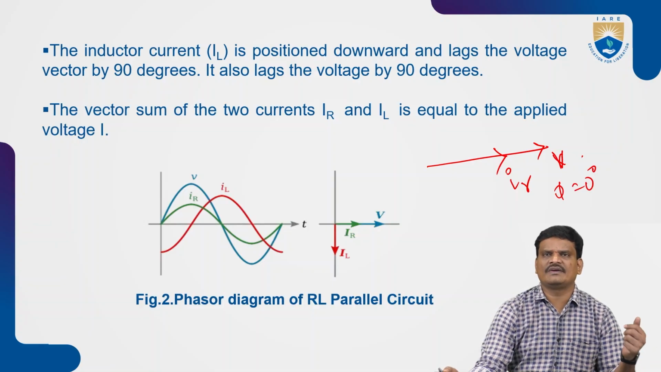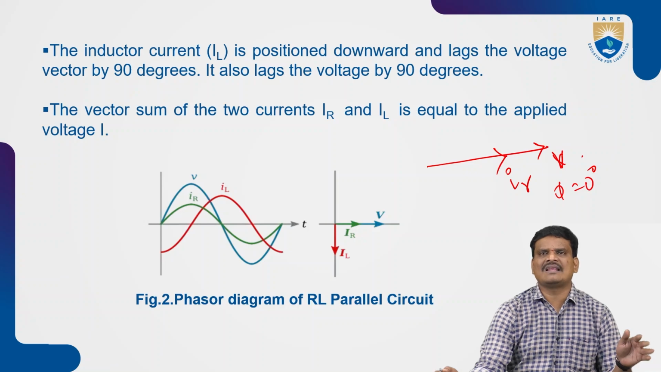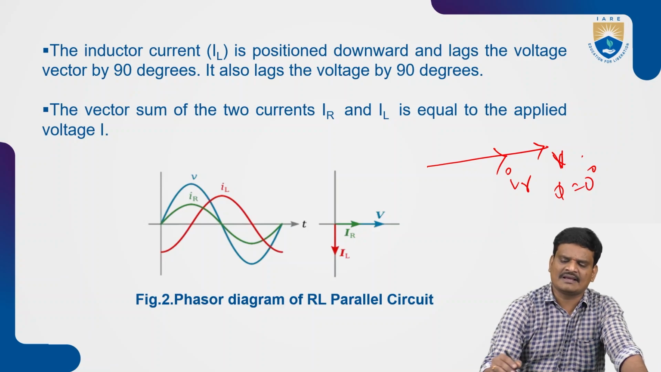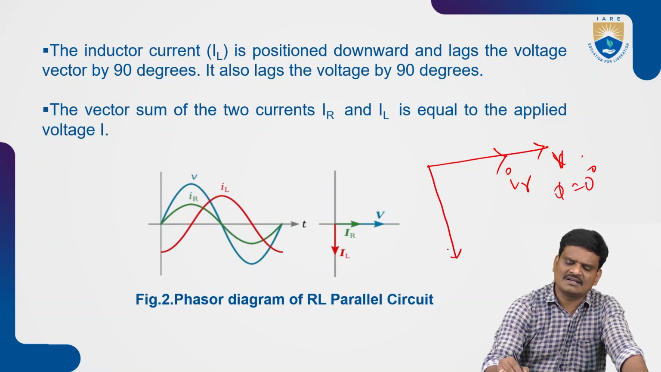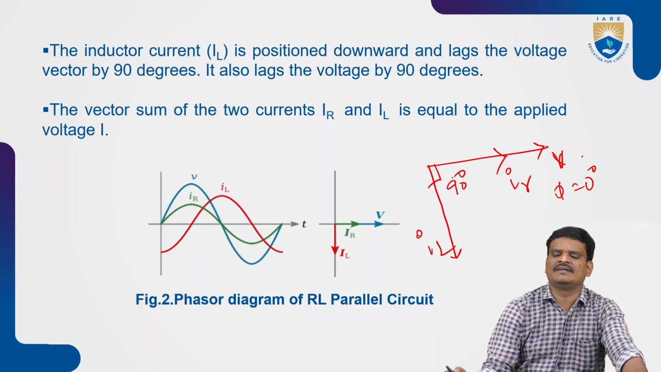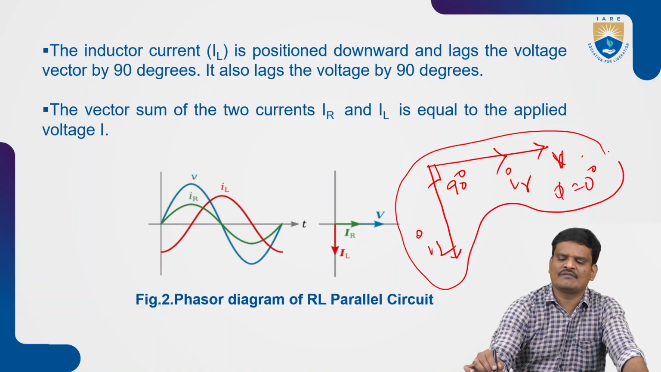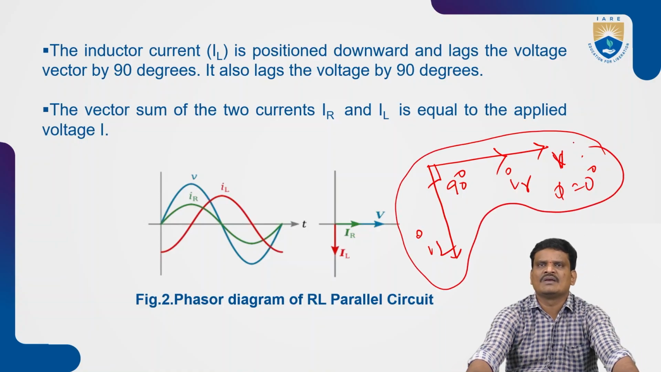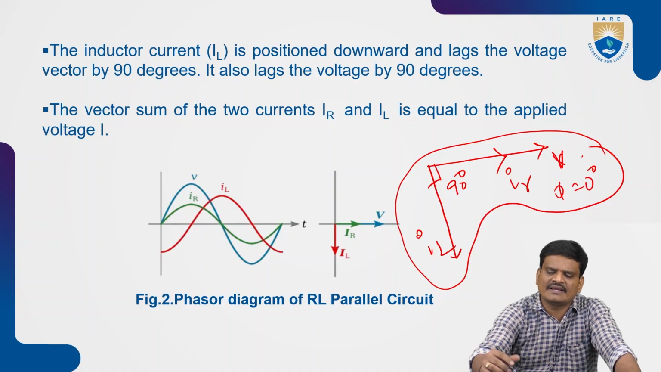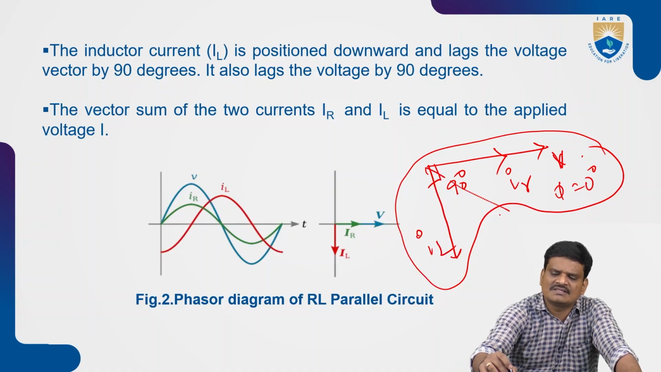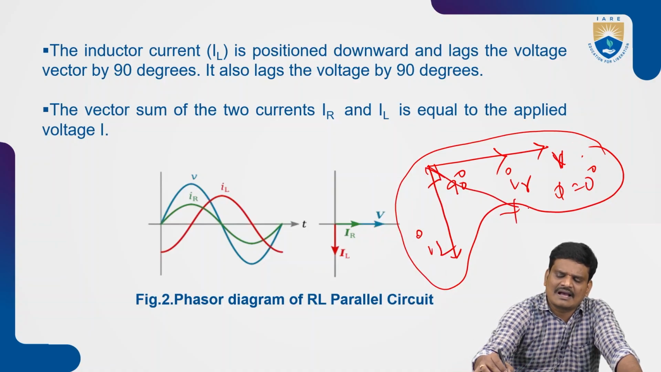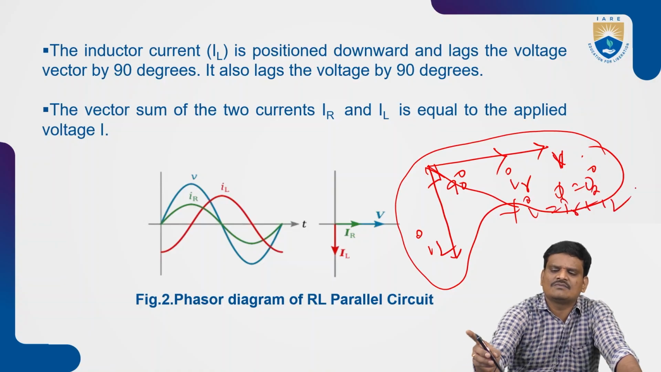Now coming to the next element, the inductor. What is the property of an inductor? Current should always lag the voltage by 90 degrees. Let me say that this is my IL, and the angle between them is 90 degrees. So this is the general phasor diagram representation of a parallel RL circuit. Thus I can take the resultant like this, where the resultant I is equal to IR plus IL.